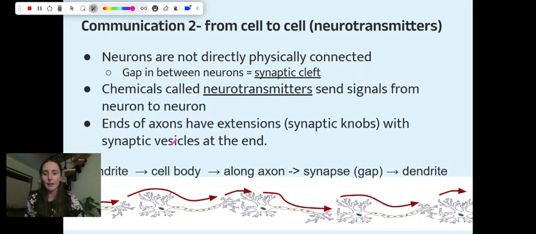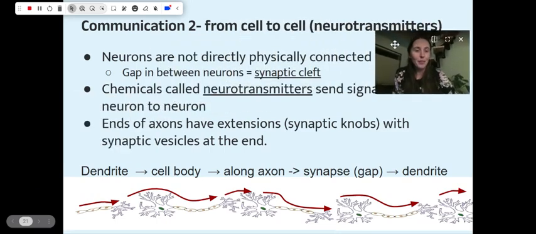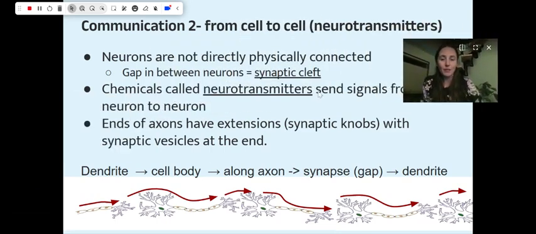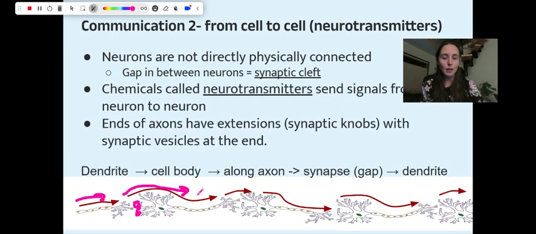So the end of axons have extensions or synaptic knobs with some synaptic vesicles at the end, and those synaptic vesicles are going to help us out in this exchange of information. And on the bottom here, you can see a big idea of what we want. We have a signal that's coming down the cell. We're going to pass it in this space here to the next cell so it can continue on.